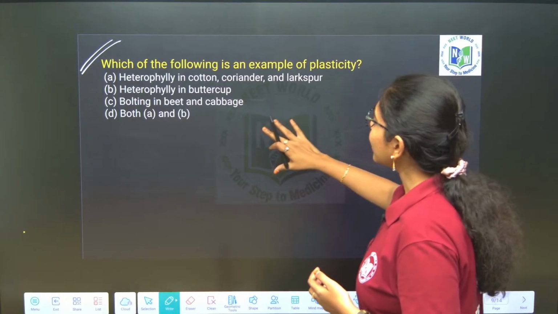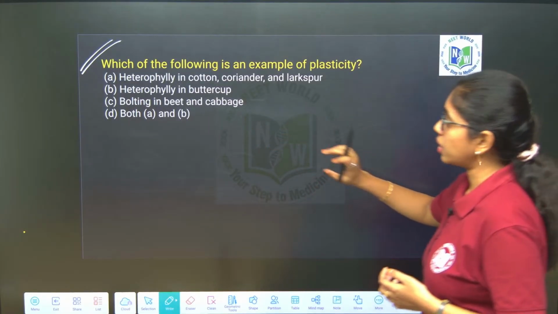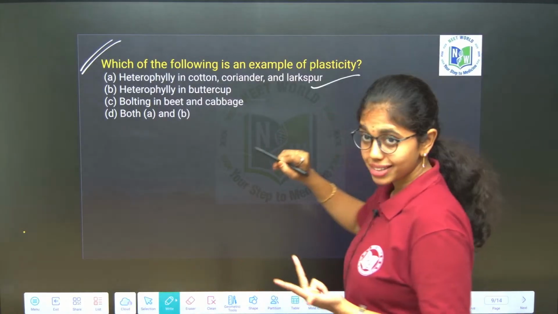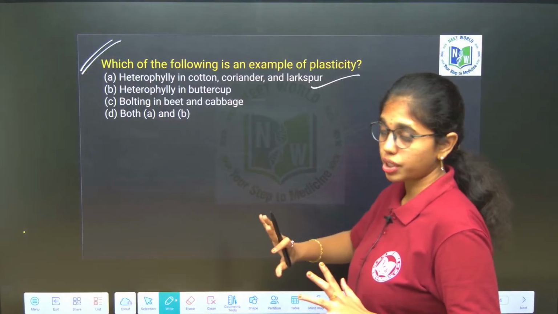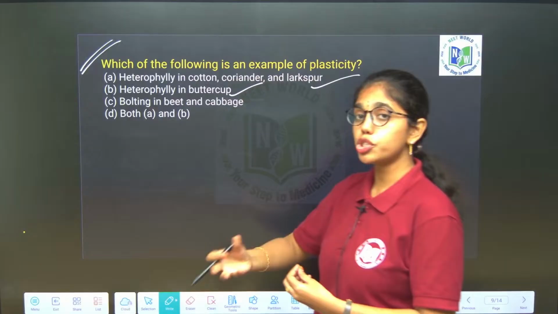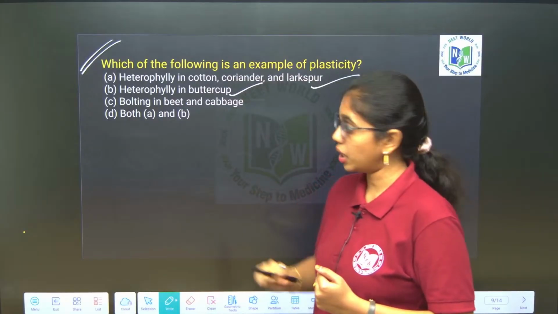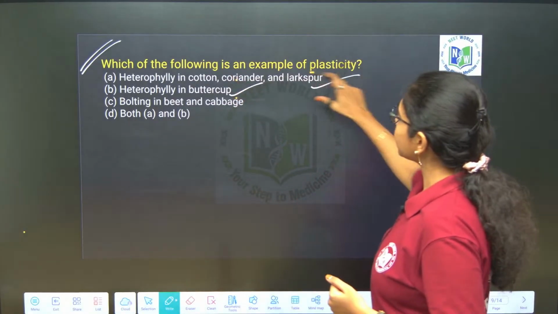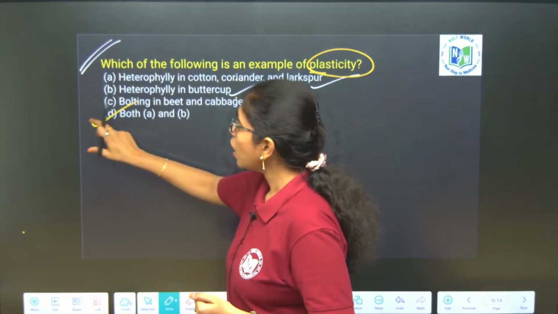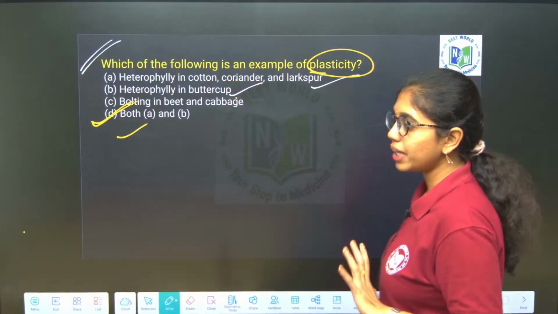Which of the following is an example of plasticity? Heterophily in cotton, coriander and larkspur, yes, this is an example. This is intrinsic plasticity. Whereas heterophily in buttercup is extrinsic or habitual or environmental plasticity. So both of them are examples of what? Plasticity only. So the right answer will be option D. Both A and B are correct.